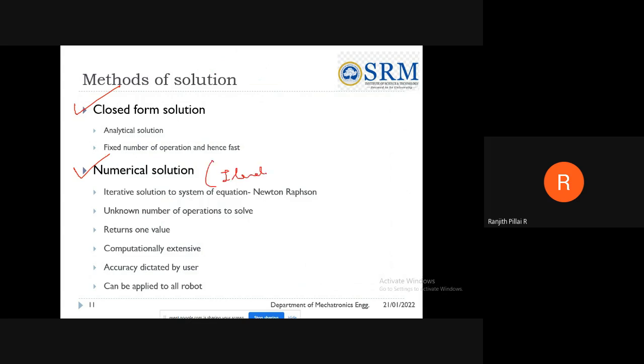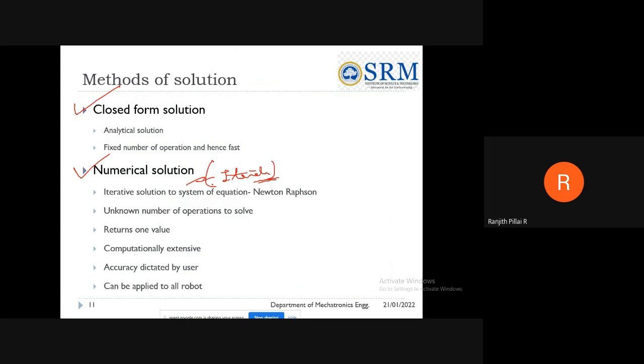You would have heard about iterative solutions, like Newton-Raphson, where you do not know in how many iterations you will end up at an optimal solution. It is a very complex task where you just need to go on iterating until you get an optimum. You have no idea how many iterations you really need. So these numerical solutions are very computationally expensive.